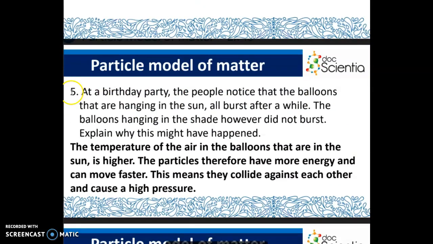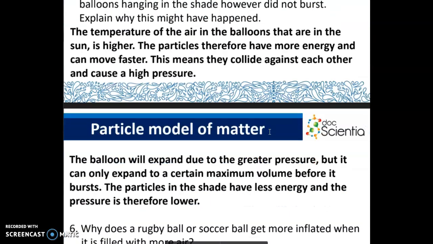Number 5. At a birthday party, the people notice that the balloons that are hanging in the sun all burst after a while. The balloons hanging in the shade, however, did not burst. Explain why this might have happened. This will be like 4 marks.